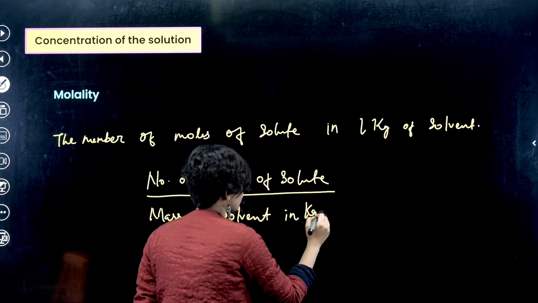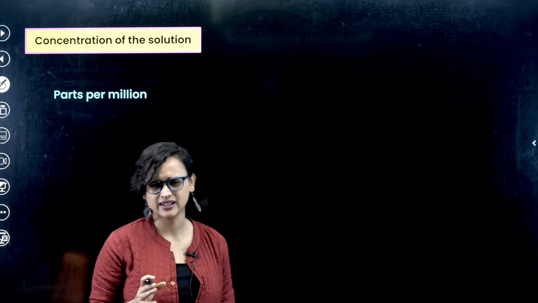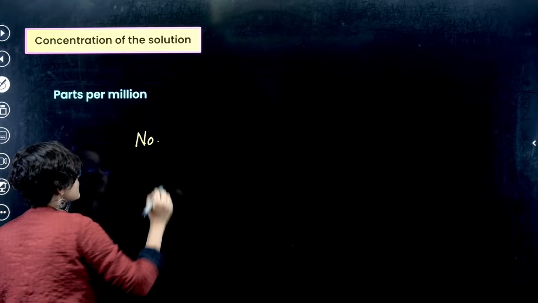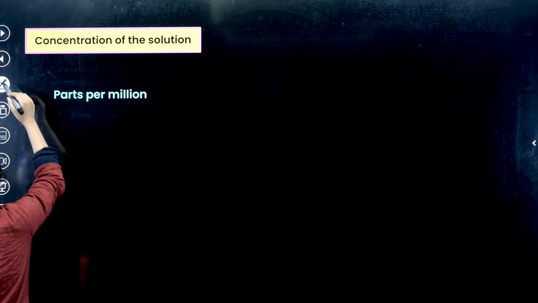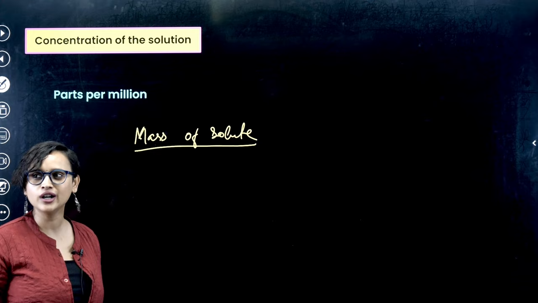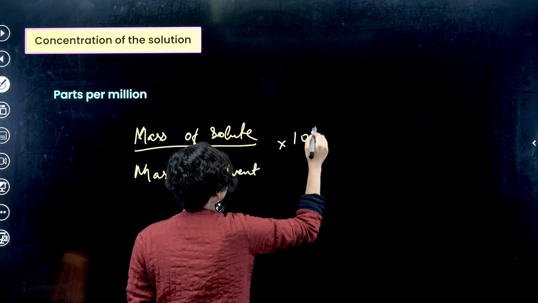Then we come to parts per million. By the way, just like parts per million, you also have parts per billion. However, I don't think you will get any question on parts per billion in the exam. Parts per million is enough. So what is it? Parts per million is mass of solute divided by mass of solvent, into 10 to the power 6. Okay, that's another formula.